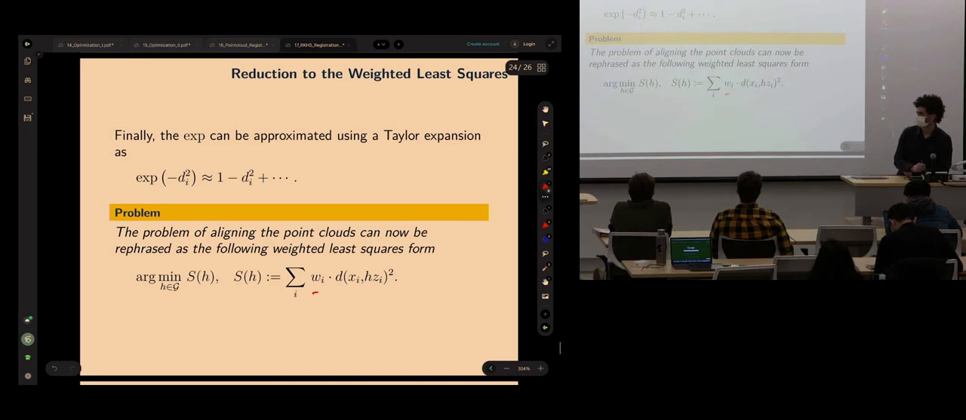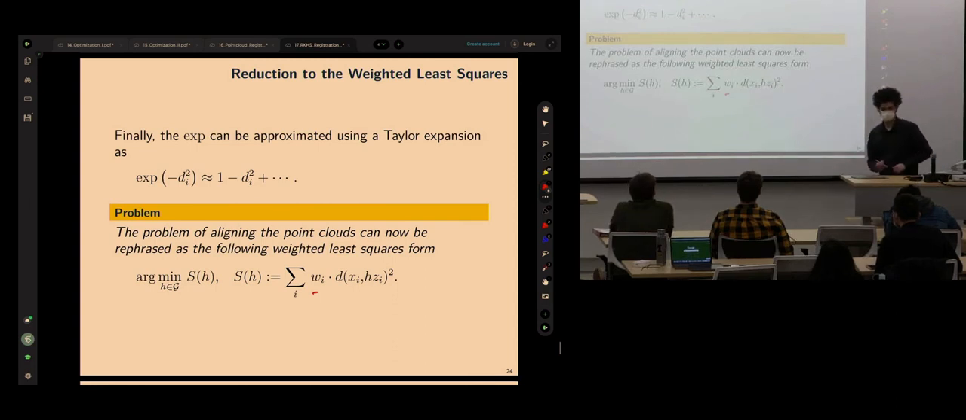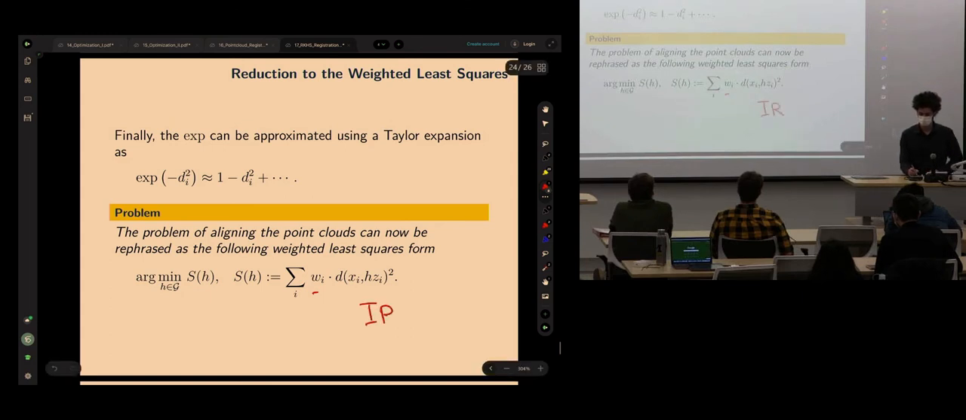If the weights are constant, it's just the weighted least squares. If the weights vary, we can use IRLS, right? So now we can use second order solvers because it's easier to solve.